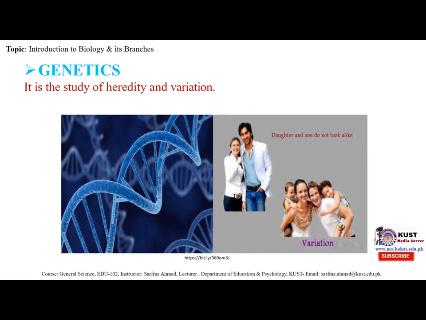The other branch is genetics. It is the study of heredity and variations. Genetics is the study of heredity. Heredity is a biological process whereby a parent passes certain genes onto their children or offspring. Every child inherits genes from both of their biological parents, and these genes in turn express specific traits. So genetics is the branch of biology concerned with the study of genes, genetic variations and heredity in organisms.